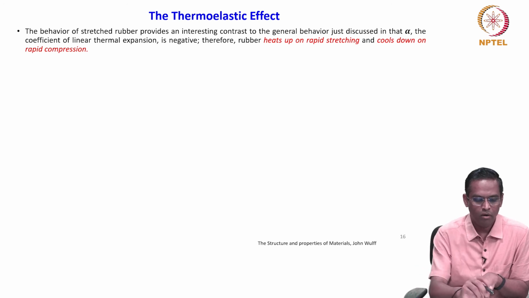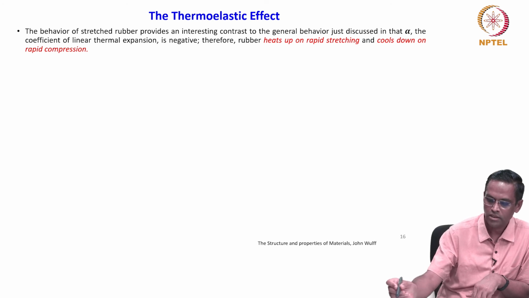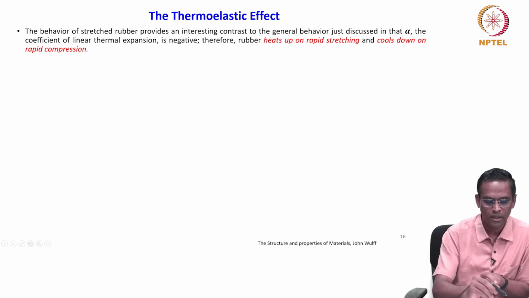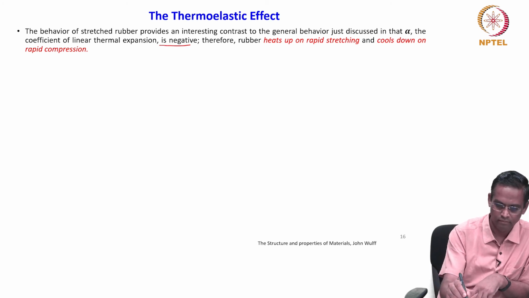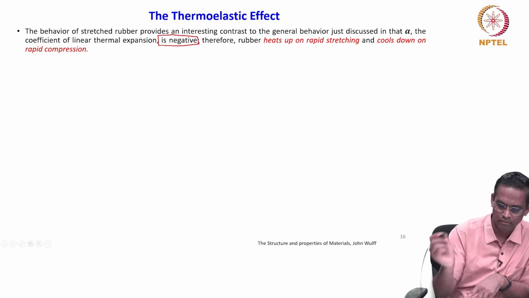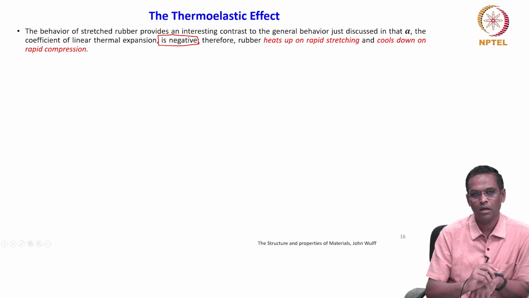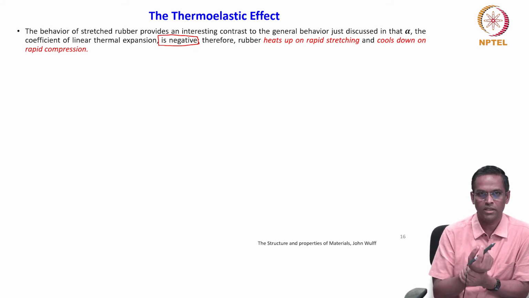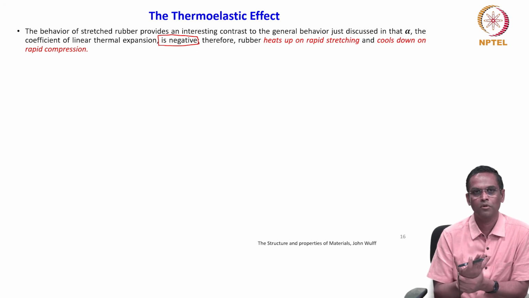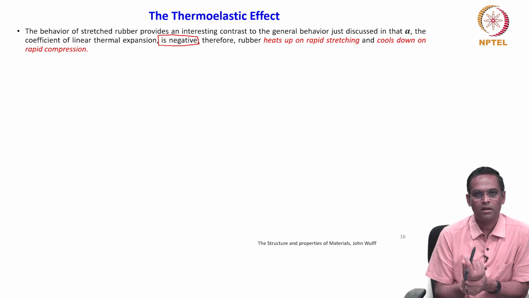So, the behavior of stretched rubber provides an interesting contrast to the general behavior just discussed in that alpha, the coefficient of linear expansion, is negative. Therefore, rubber heats up on rapid stretching and cools down on rapid compression. So, this contradicts what we just said. We said in general most materials tend to expand on heating, but there are exceptions.